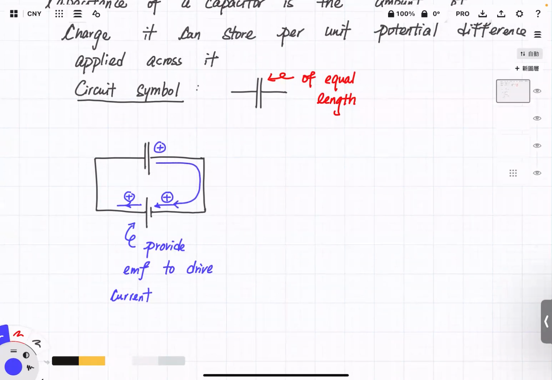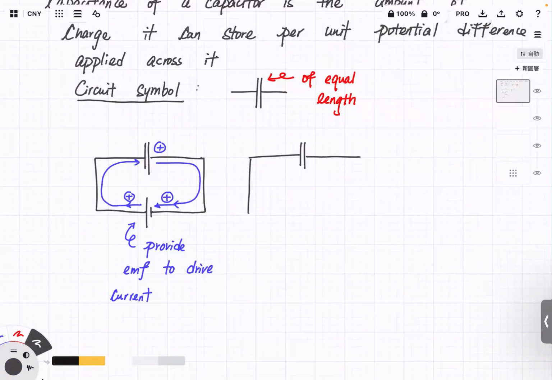And this positive charge will go to the plane on the left-hand side. So therefore, over time, what will happen is that the plane on the right-hand side will have less positive charge. Therefore, it will become negatively charged, while the plate on the left-hand side will accumulate more and more positive charge, so it becomes positively charged.